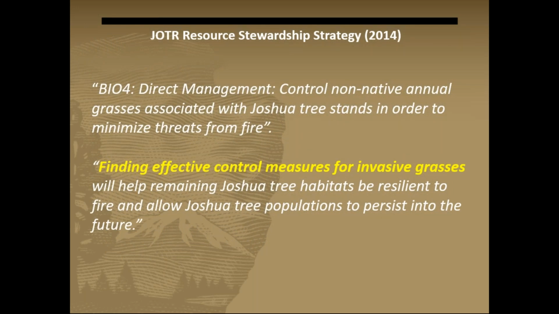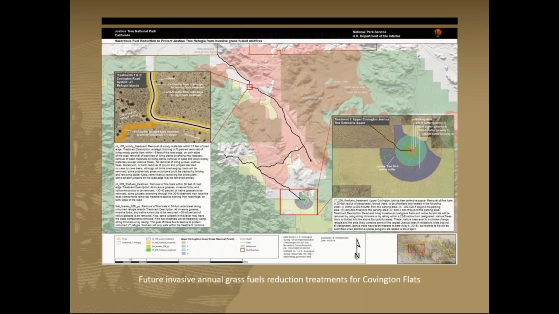So our resource stewardship strategy tells us that we ought to be controlling these invasive grasses to minimize threats to Joshua trees from fire. Specifically, I've highlighted it here in yellow that we need to find effective control measures for invasive grasses. Now that implies that we don't know how to do this, and we don't. So we started trying things out.